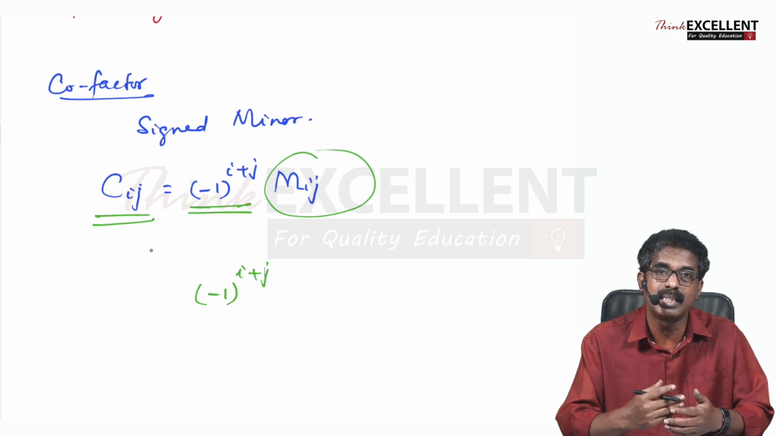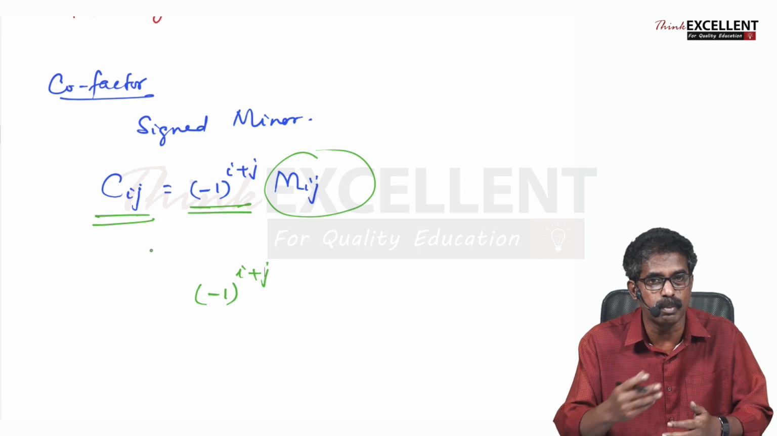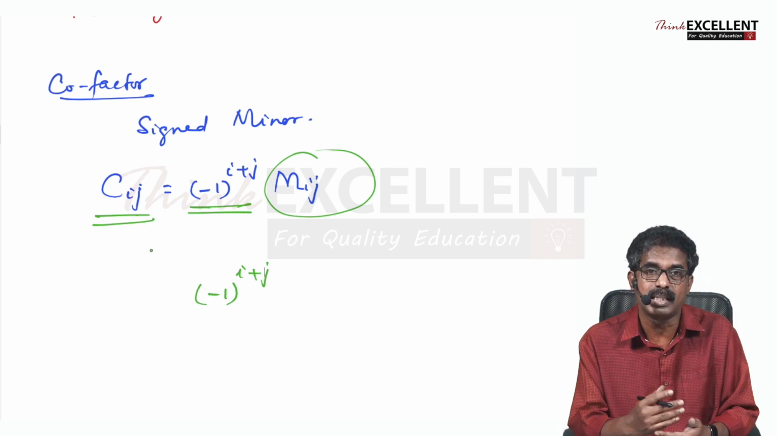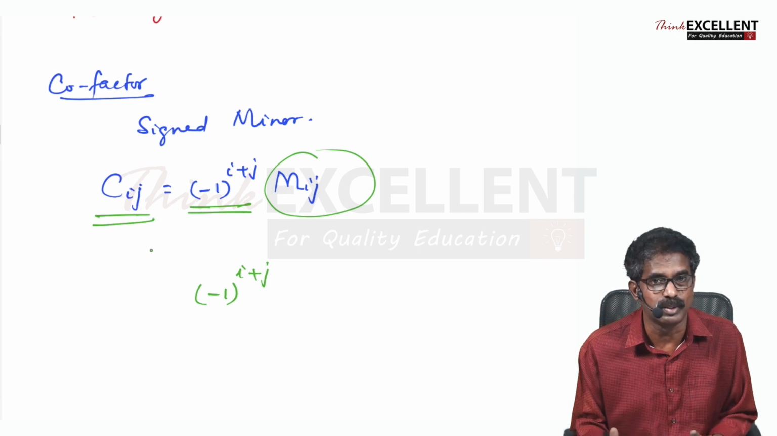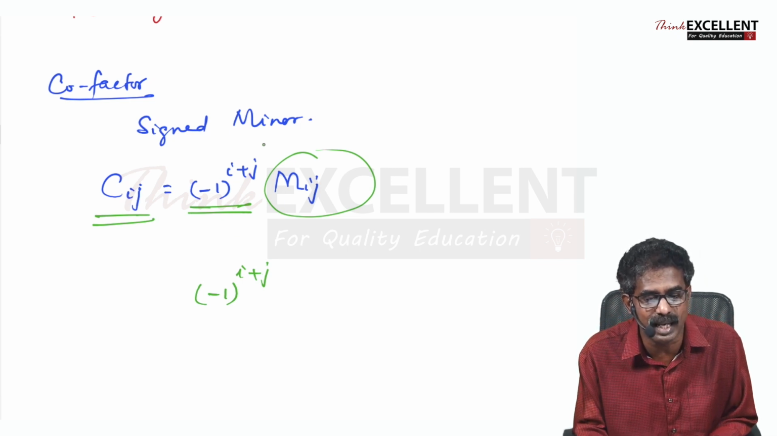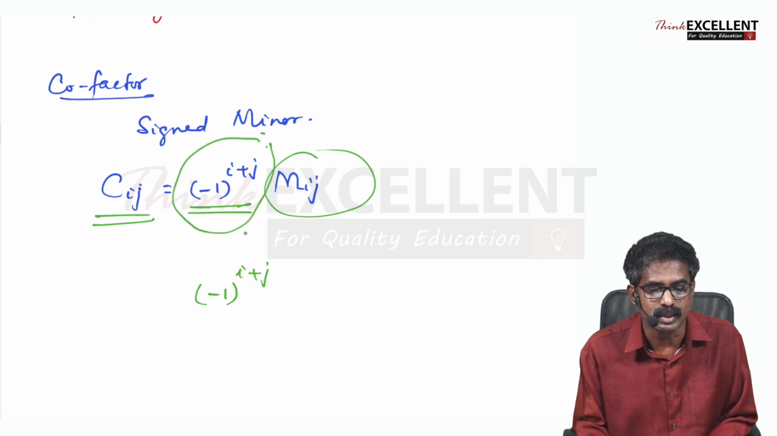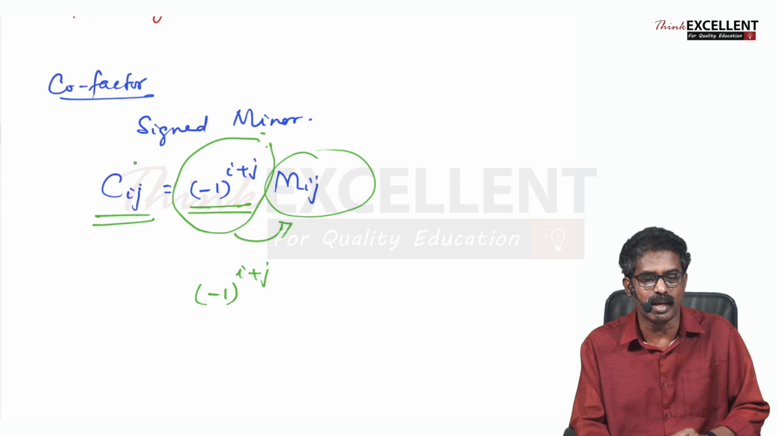Plus 1, minus 1 raised to 3 is minus 1, minus 1 raised to 4 is plus 1. Minus 1 raised to an odd number is negative, minus 1 raised to an even number is positive. So this part gives only the sign. This part gives only the sign. So it is a signed minor. Hope you understood why I'm writing like this.